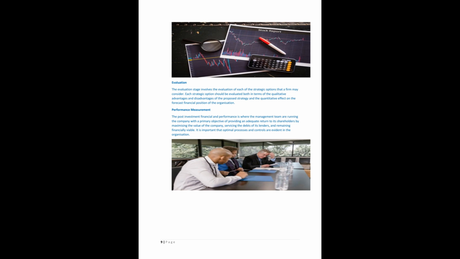The images here reflect this evaluation process, with the first showing analysis tools like financial charts and calculators that help in assessing strategies, and the second depicting a management team reviewing performance data and making thoughtful decisions to keep the company on track.